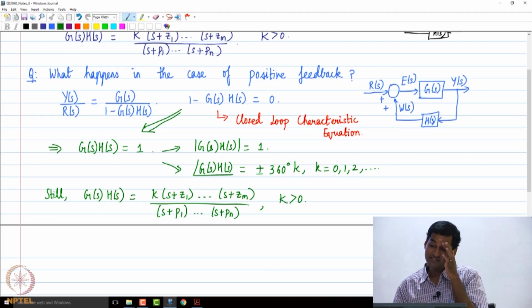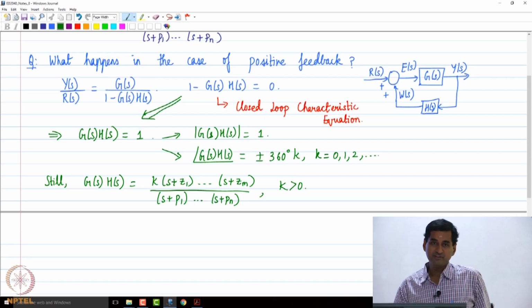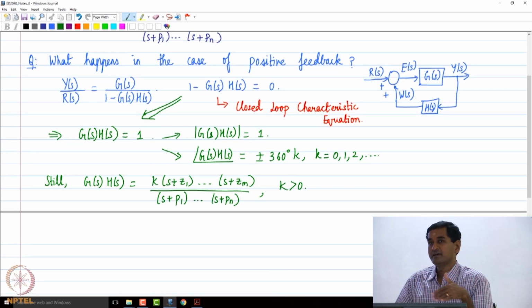So, that is the scenario we are still considering, even in the case of positive feedback. Now, the question arises as to how the steps involved in the construction of the root locus change with this modification. That is what we are going to learn now, and we will repeat the same example once again to understand how the root locus changes once we change the nature of feedback from negative feedback to positive feedback.